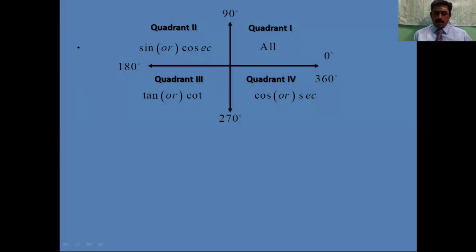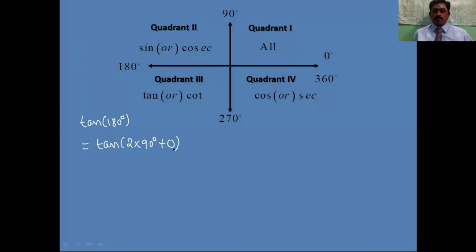The same way I'm going to find tan of 180 degree. Tan of 180 degree can be written as tan of 2 into 90 degree. You can write plus 0 or minus 0.